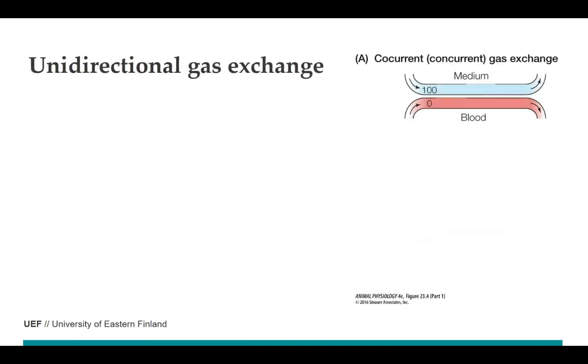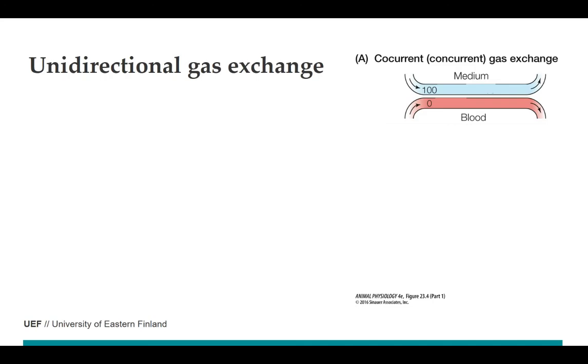Okay, how can we enhance this respiration? Let's first focus on the unidirectional gas exchange, because in that there are several nice examples. So when we have gas that is flowing in one direction and blood that is flowing in one direction, they can be in the same direction or in the opposite direction.